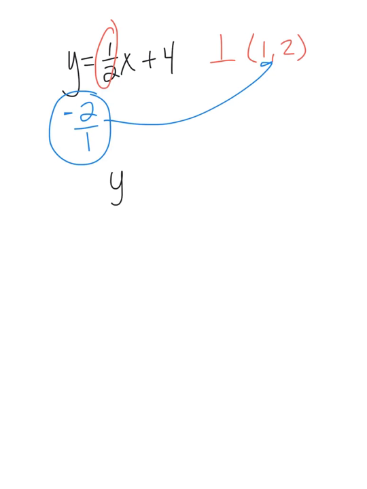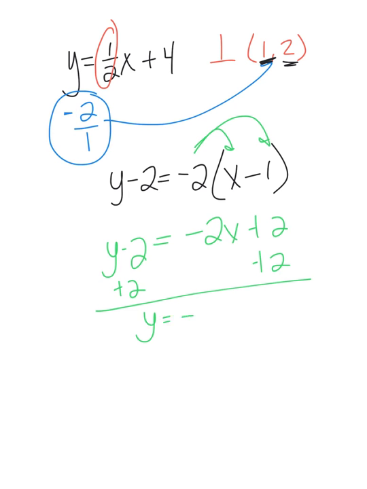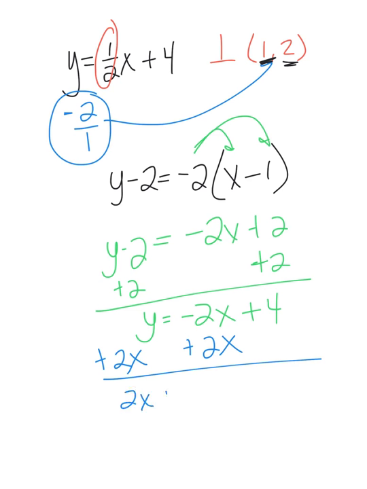To plug in, I say y minus 2 from my point equals -2 times x minus 1 from my point. Then if I needed to distribute and simplify, there would be -2x plus 2 equals y minus 2. Add 2 to both sides. So y equals -2x plus 4. If I needed to get it to standard form, I would add 2x to both sides. So 2x plus y equals 4.